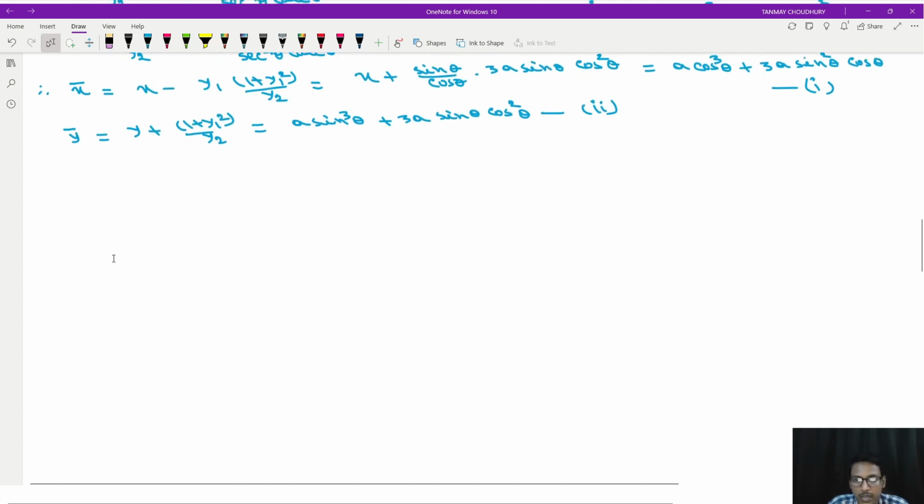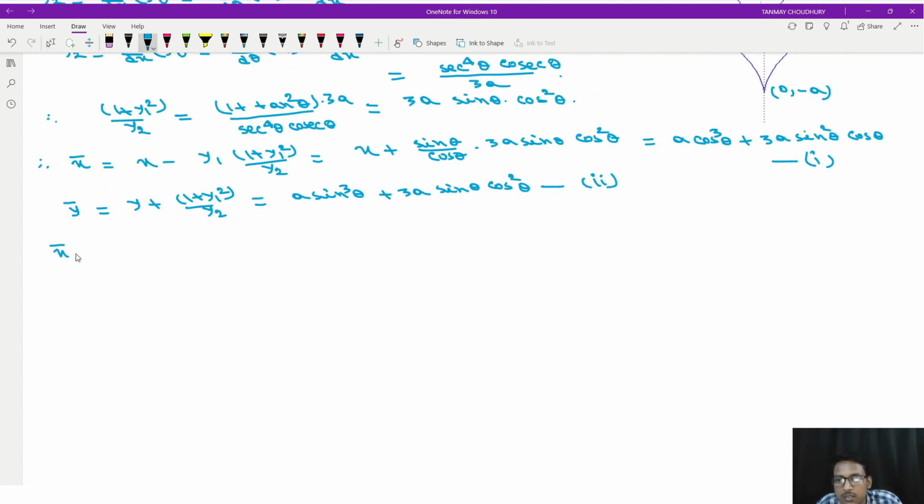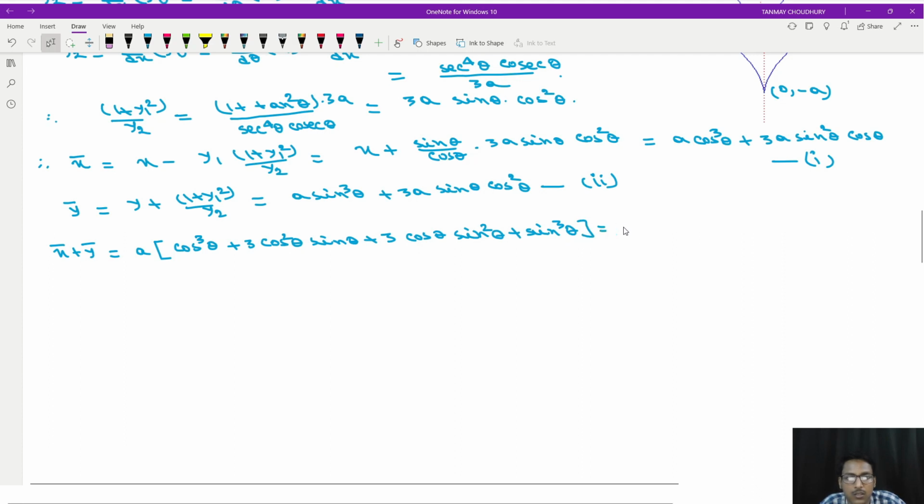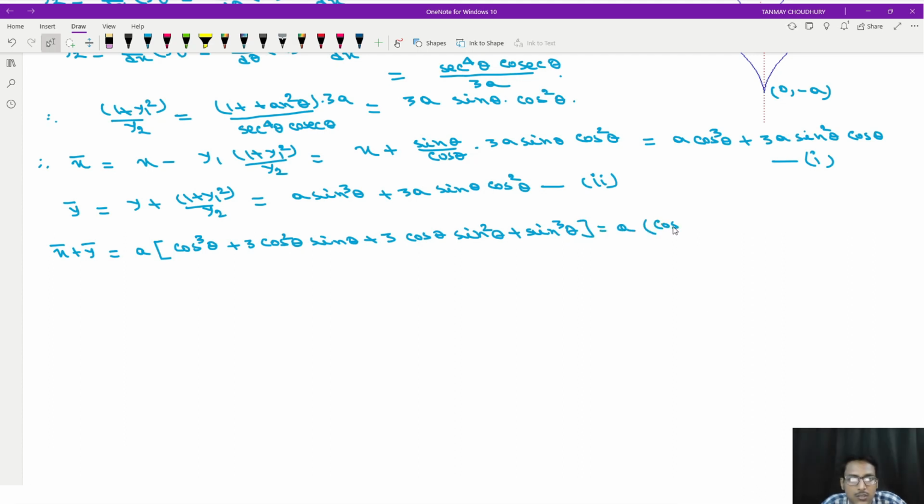So how can we do that? Let us try to find out the summation x bar plus y bar. If you take a common, this turns out to be cos³ θ plus 3 cos² θ sin θ plus 3 cos θ sin² θ plus sin³ θ. So this is the formula for (a plus b) whole cube, that is (cos θ plus sin θ) whole cube.